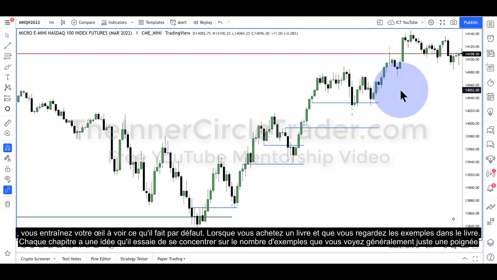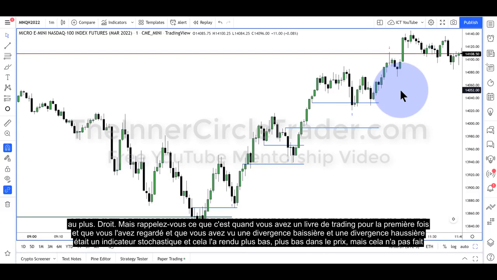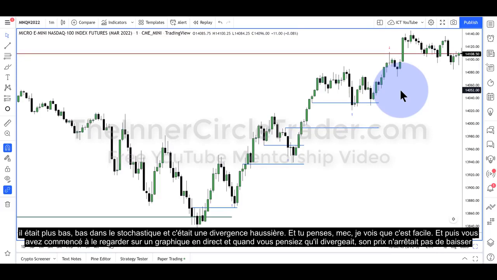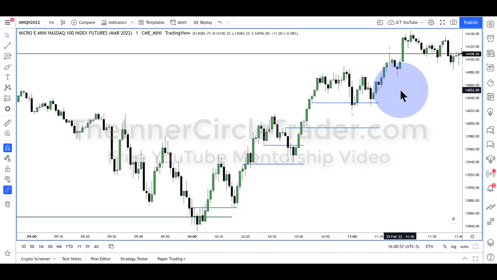When you buy a book and you look at the examples in the book, each chapter has an idea that it's trying to focus on. How many examples do you generally see? Just a handful at most, right? But remember what it was like when you got a trading book for the first time and you saw bearish divergence and bullish divergence with a stochastic indicator, and it made a lower low in price, but it didn't make a lower low in the stochastic, and it was a bullish divergence, and you were thinking, man, I can see that, that's easy. And then you start looking at it on a live chart, and when you thought it was diverging, it just kept going lower in price.